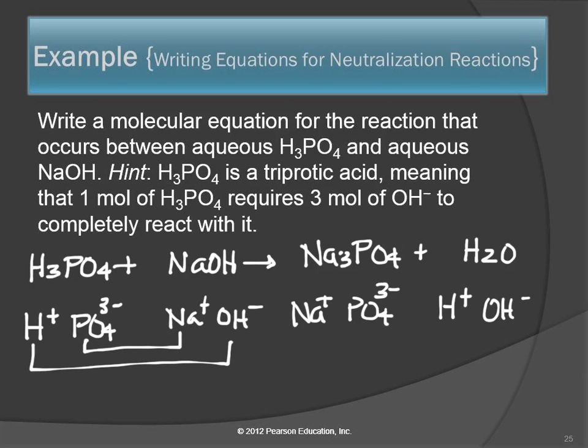Is it balanced? No. This is a triprotic acid. It can donate 3 hydrogen ions. We need 3 bases to accept this. This babysitter, this base here, can only accept 1 proton. Now, some babysitters can handle more than 1 child at a time, but a lot of these bases can only handle 1. So we're going to need 3, 1 for each kid.